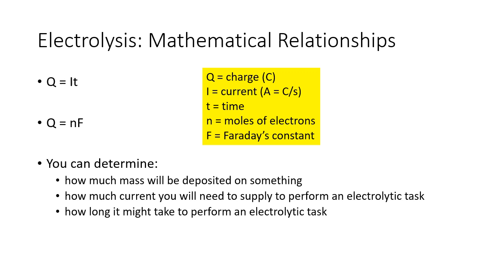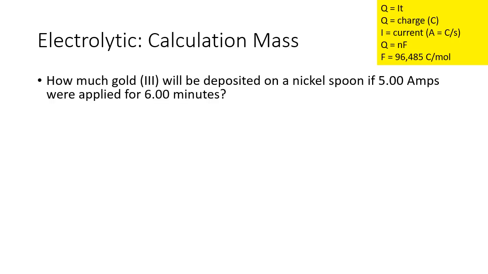So what can we do with this? We can determine how much mass will be deposited on something, how much current you'll need to supply to perform an electrolytic task, and how long it might take to perform an electrolytic task, all by using these relationships. So let's try the thing. How much gold 3 plus will be deposited on a nickel spoon if 5.00 amps were applied for 6 minutes? Whenever you see one of these questions, the first thing you have to figure out is how many moles of electrons we have going back and forth in our balanced chemical redox equation.